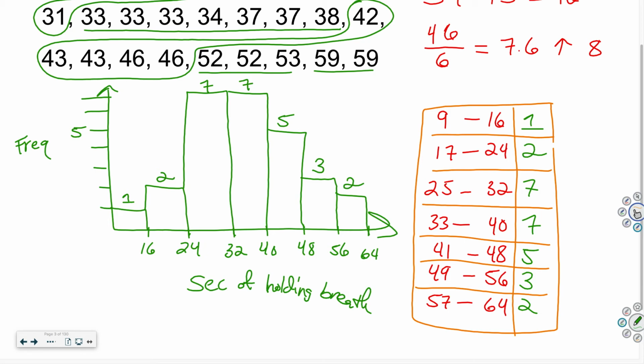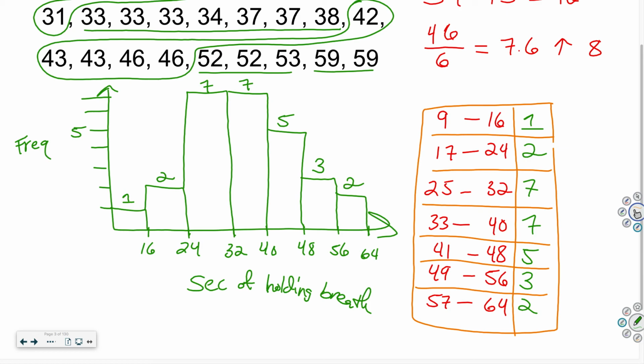The advantage of a histogram, the good part about a histogram, is you can get a general idea of what the data looks like without having to look at every single piece of information. From here, you can tell that most people can hold their breath somewhere between 24 and 48 seconds. That's the advantage of a histogram. You can get a general idea of what's going on in the room.